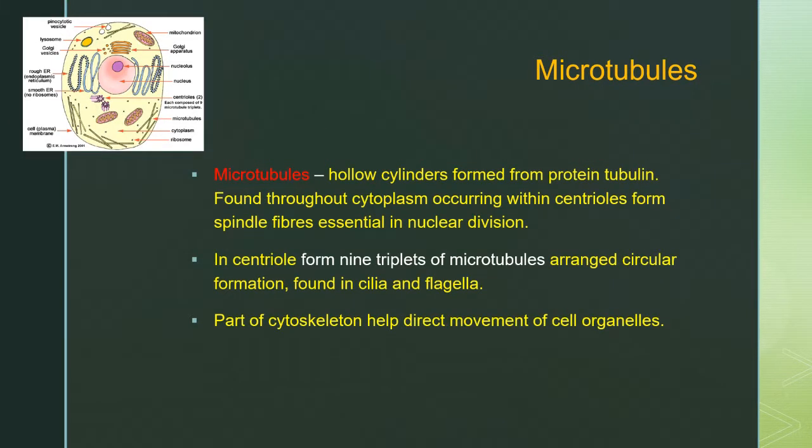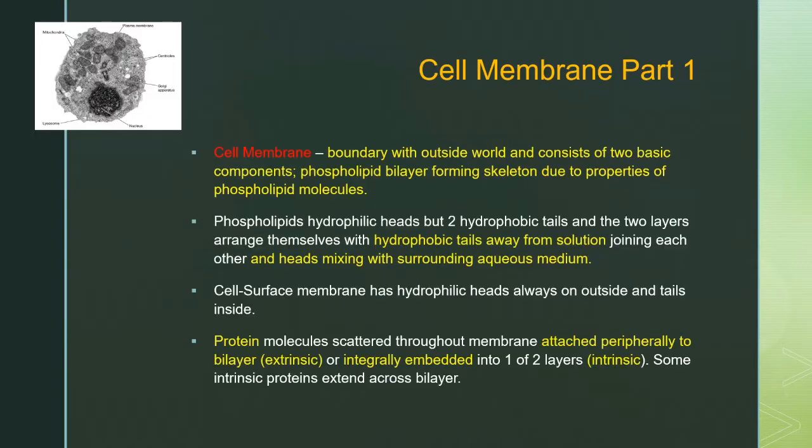On the microtubules, these are hollow cylinders formed from the protein tubulin. They're found throughout the cytoplasm, occurring within centrioles, forming the spindle fiber essential in nuclear division. When we go on later on in AS1 biology, we'll talk about mitosis and meiosis, and these will be important. In the centrioles, they'll form 9 triplets of microtubules arranged in circular formation, found in the cilia and flagella. You'll just basically need to know where they're found there. Microtubules are part of the cytoskeleton, helping direct the movement of cell organelles.